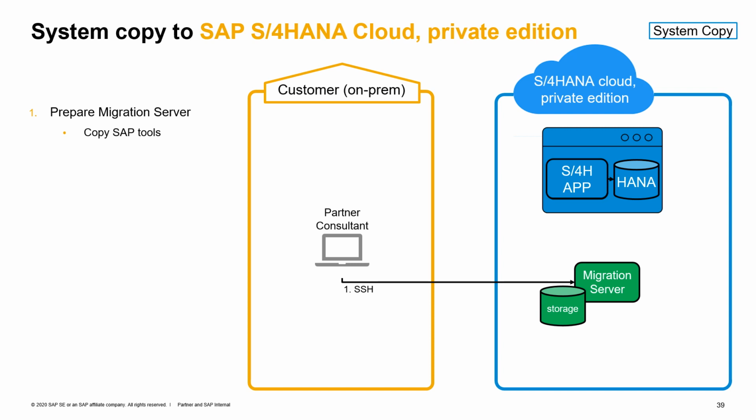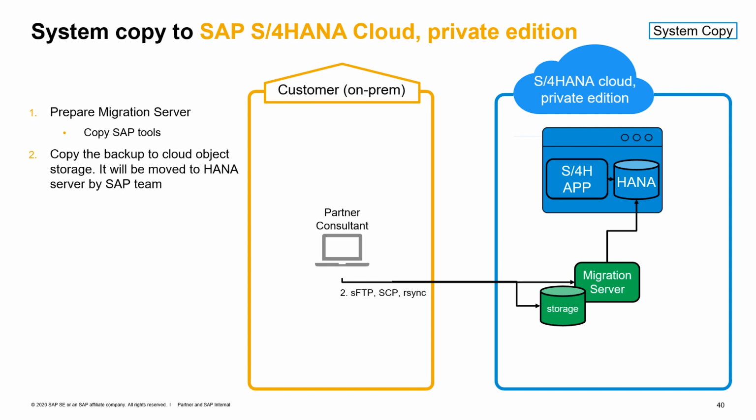And now let's have a look at the steps required to perform the system copy from the point of view of the basis consultant that will be in charge of the system copy. First, the basis consultant in charge of the conversion will connect to the migration server and copy there all the SAP tools needed for the procedure, paying attention to use the correct version, also in alignment with the kernel release used to prepare the target skeleton or empty system by our SAP Cloud Operations team.